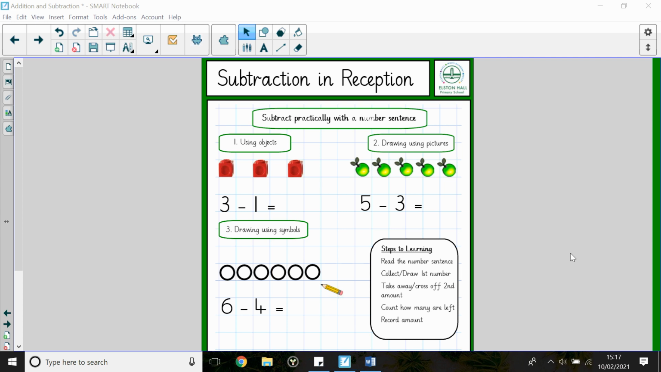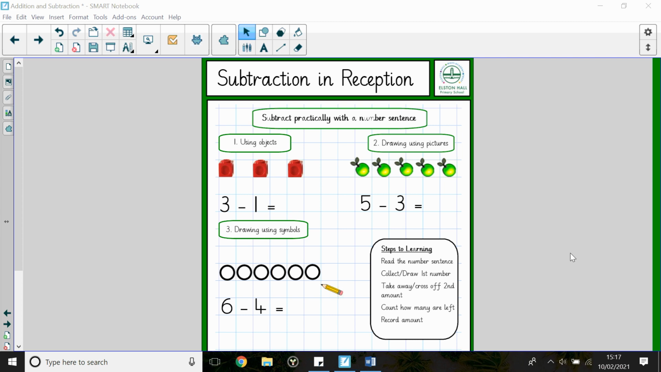In Reception, we continue to develop our understanding of subtraction by using a number sentence. As we become familiar with solving verbal subtraction number problems, we will present children with a number sentence to solve practically. To begin with, we are using objects. Any objects can be used, and today I'm using cubes, but anything that engages your child can be used to solve a number problem. Using our steps to learning, we begin by reading the number sentence aloud to identify what calculation we're solving and the amount needed.